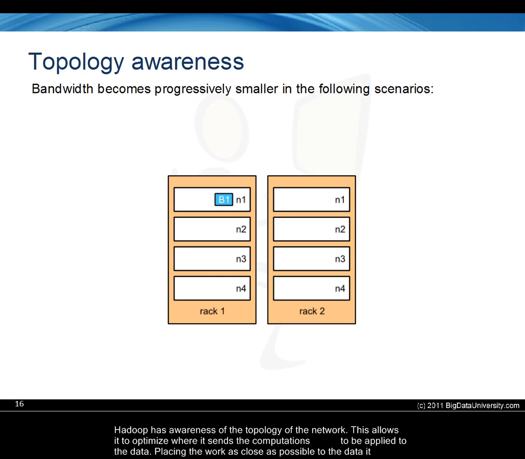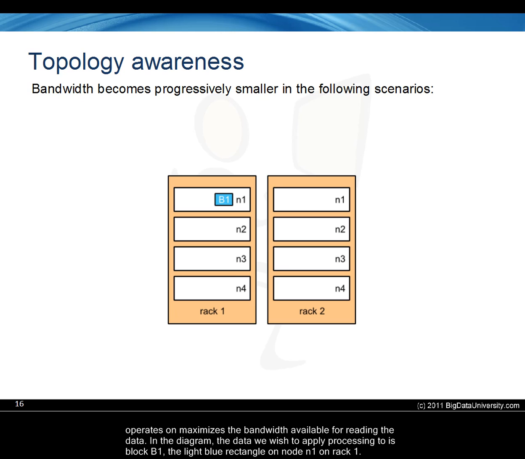Hadoop has awareness of the topology of the network. This allows it to optimize where it sends the computations to be applied to the data. Placing the work as close as possible to the data it operates on maximizes the bandwidth available for reading the data. In the diagram, the data we wish to apply processing to is block B1, the light blue rectangle on node N1 on rack 1.